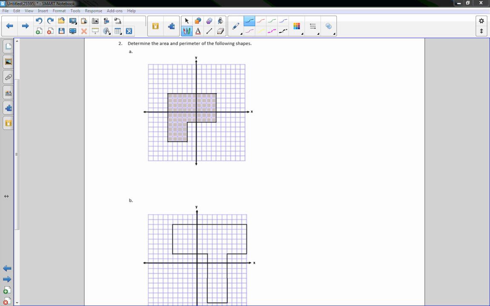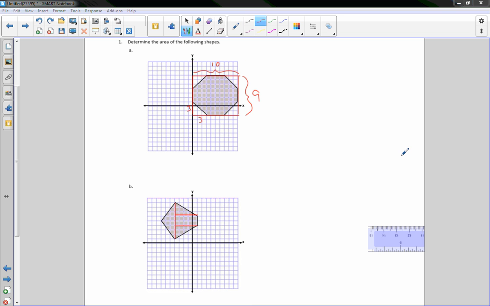Okay, so now it's your turn. Determine the area and perimeter of the following shapes. Do 2A, 2B, pause the video, come back and see how you did. I'm also going to pause the video and draw up the givens and have the equation, start at the equation step of the process.